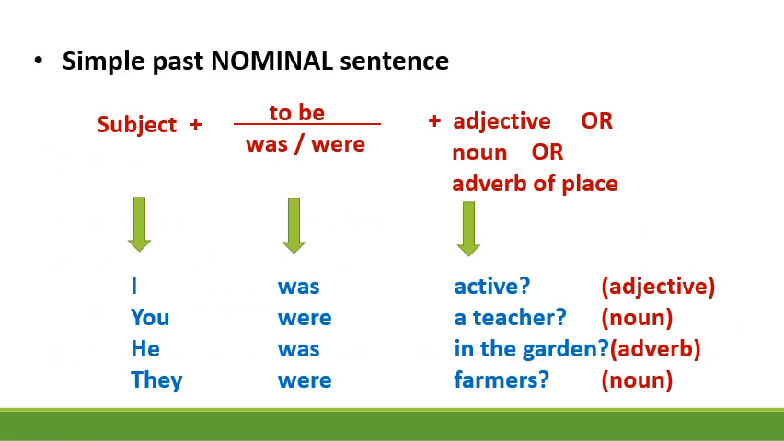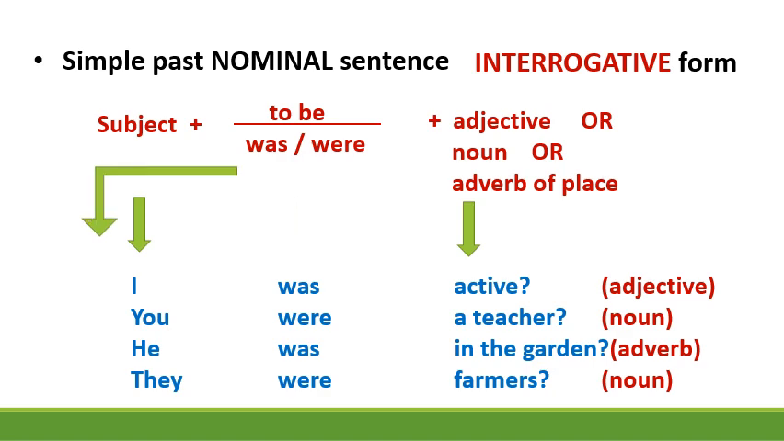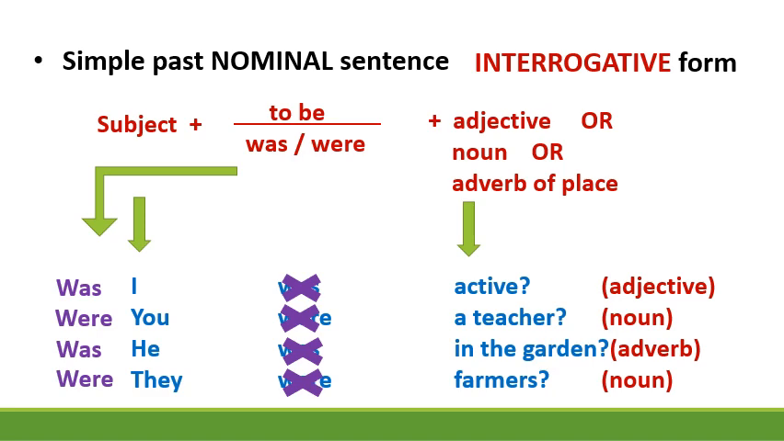Simple past nominal sentence, interrogative form. That means a question. To make a question, we must change the word order. To be, was or were, changes position to the beginning of the sentence. For example, was I active? Were you a teacher? Was he in the garden? Were they farmers?